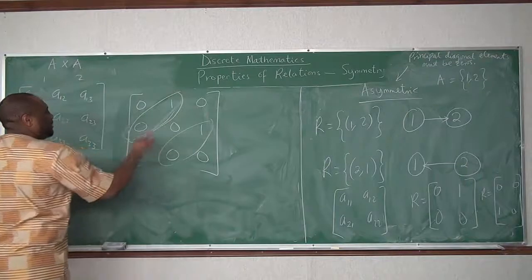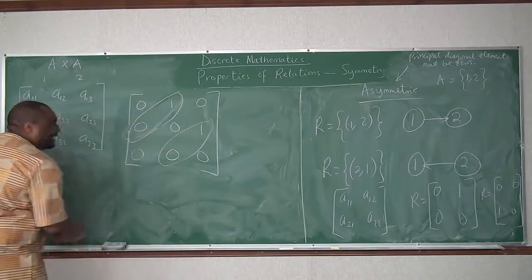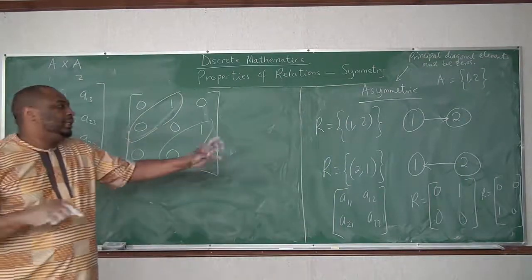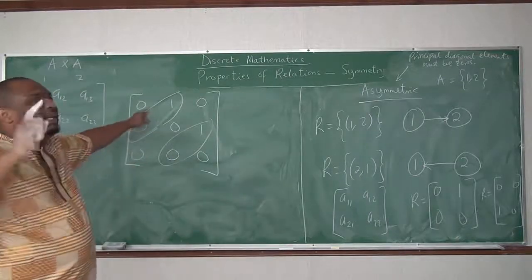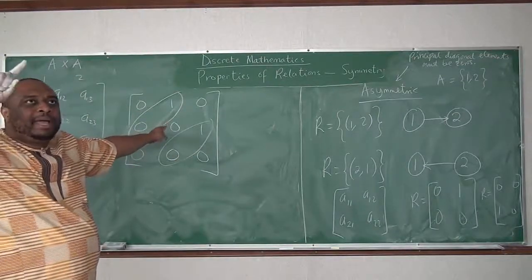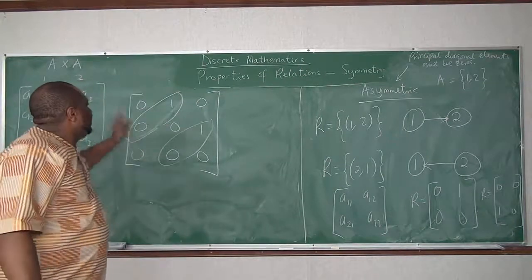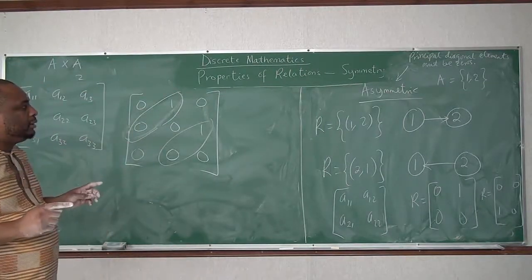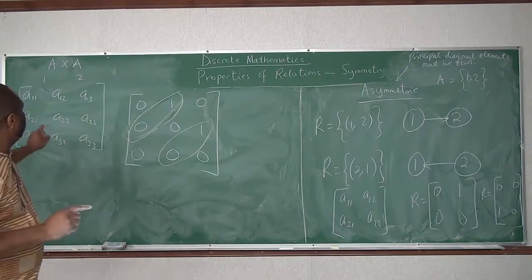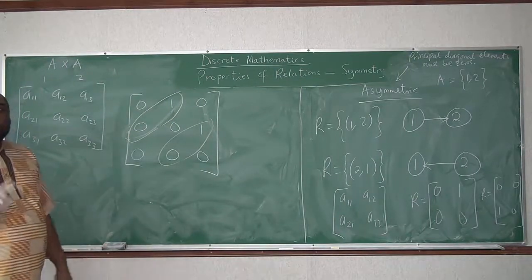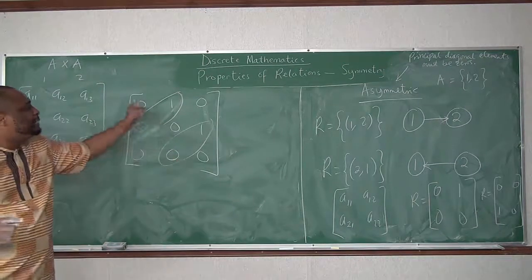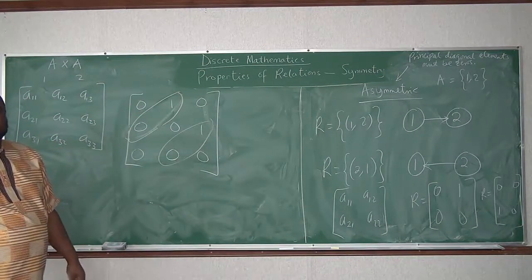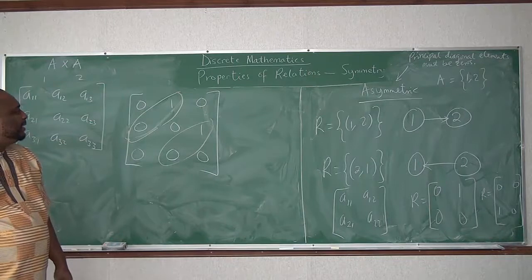It's still possible not to have any, I mean, you must have at least one element in the relation, okay? And if you have that one element in the relation, one ordered pair, then the other one should not be there at all with asymmetric. It's all one way. And the principal diagonal elements must be zeros. Okay?